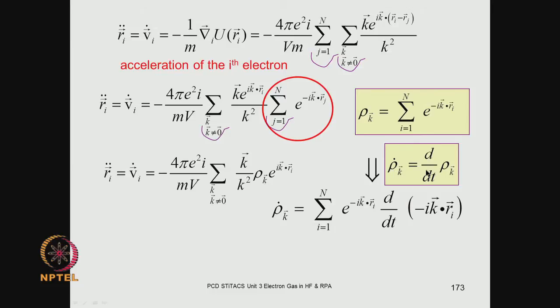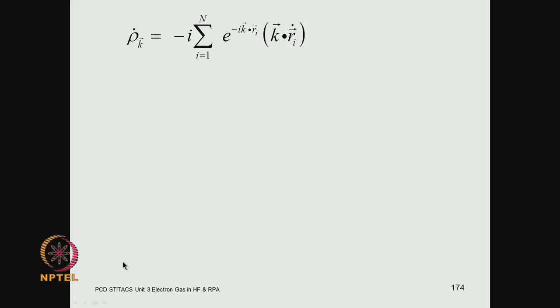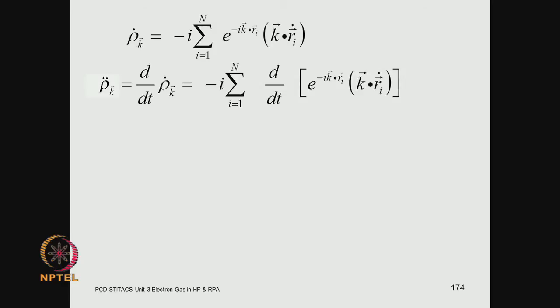You have to take the time derivative of this summation. So, rho k dot will give you the time derivative. This is just an exponential function, and then you must take the derivative of the exponent, which is i k dot ri, and ri is time dependent. So, you will get k dot r dot, which is k dot velocity term. So, this is the time derivative of the Fourier component rho k. Now, we can take the second derivative, because then we will be led to the equation of motion.